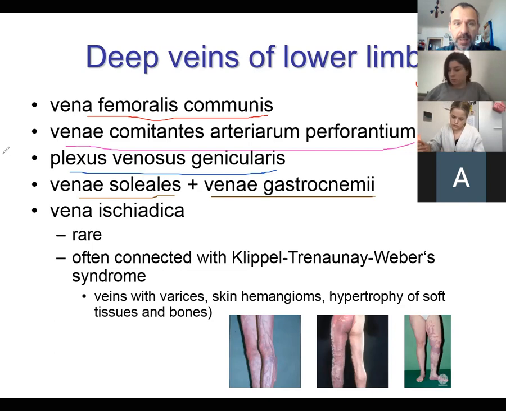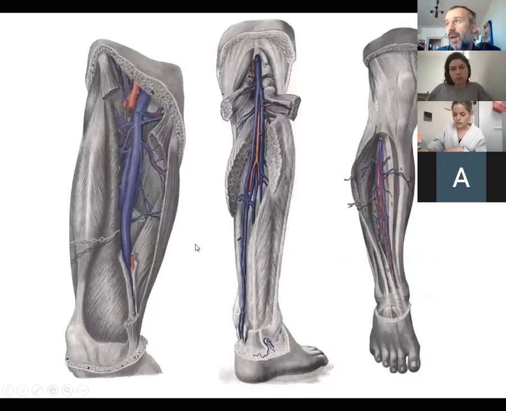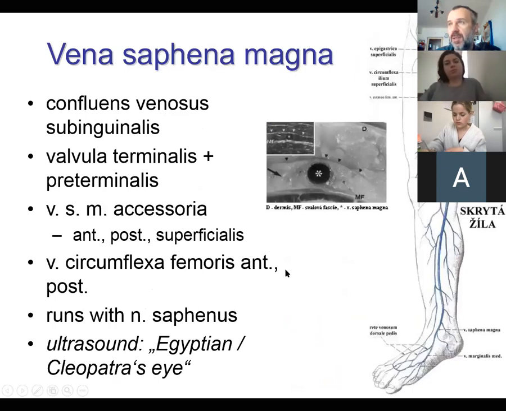And then the last one, as I said, which is quite rare, is the sciatic vein. And it can be connected with some hereditary syndromes, and then it can cause such terrible situations on the lower limb. So these are the veins which are different from arteries concerning the deep system. And now the superficial system.